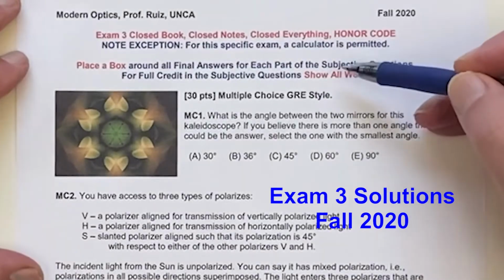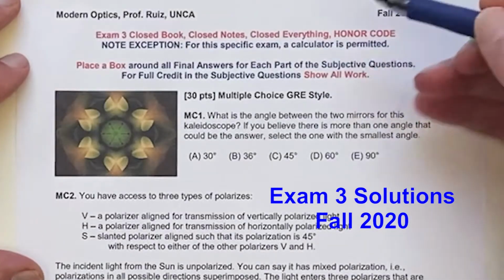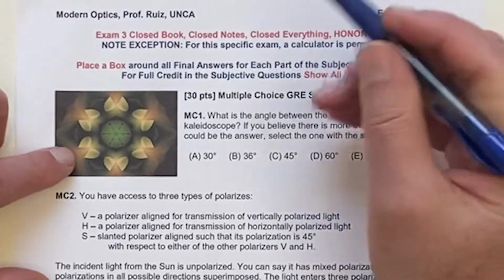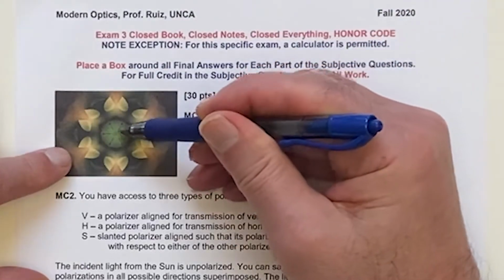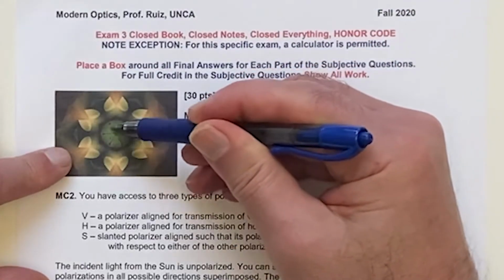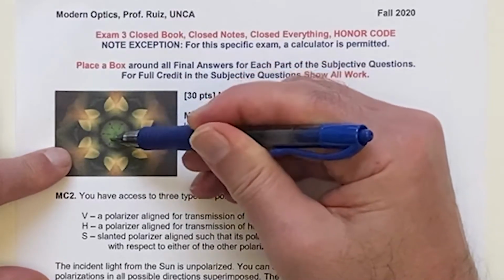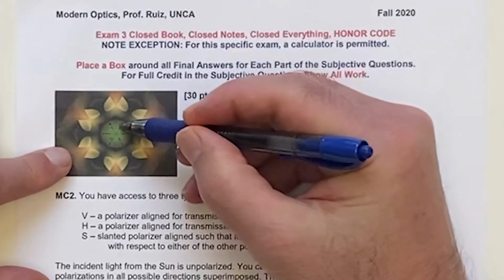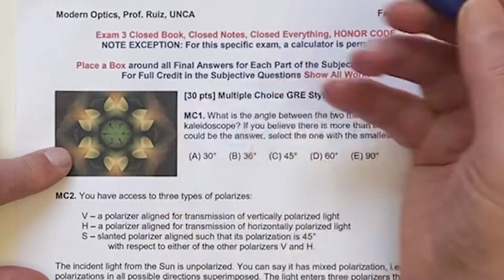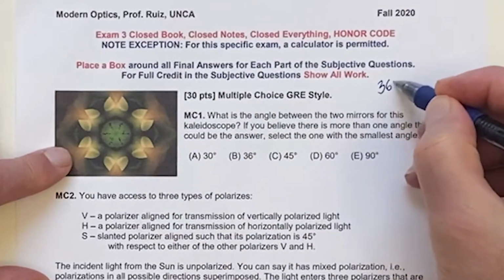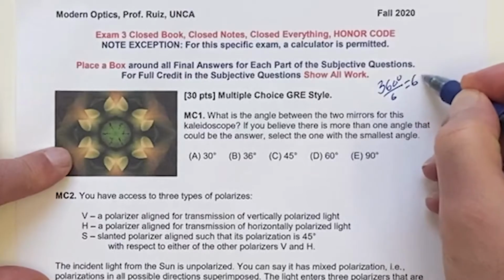Okay, going over the exam here. So with the first one, if you were to count these lines, 1, 2, 3, 4, 5, let's see, 1, 2, 3, 4, 5, 6. 1, 2, 3, 4, 5, 6. Then you would be led to 60 degrees.